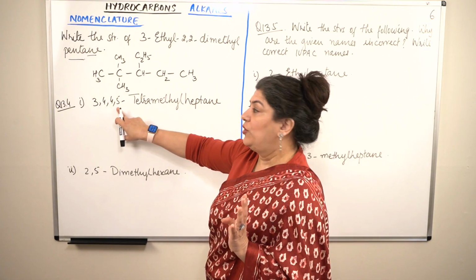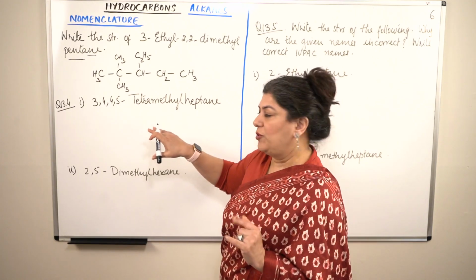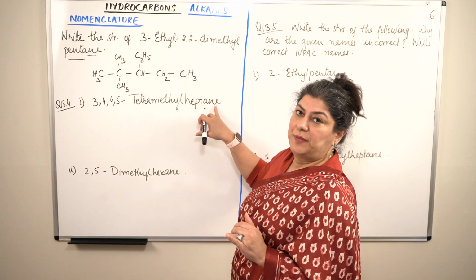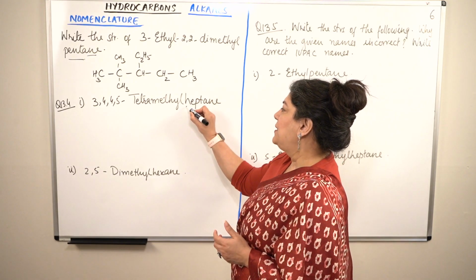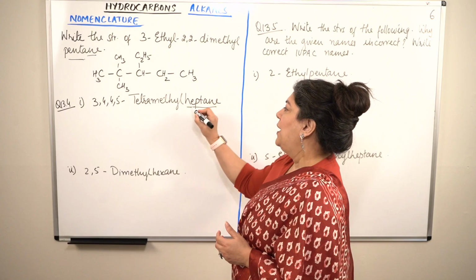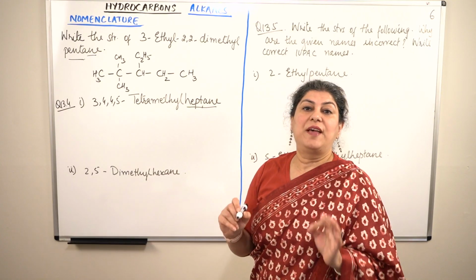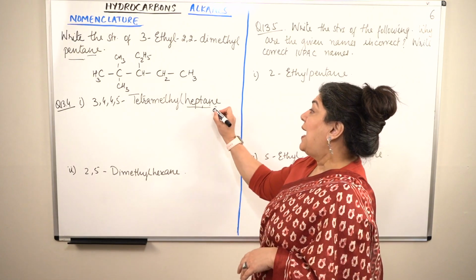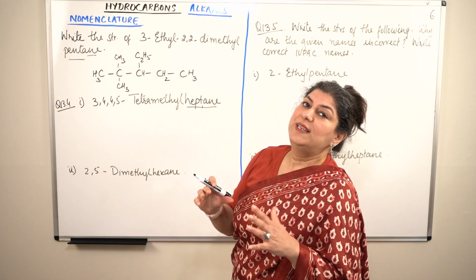3,4,4,5 are the 4 locants. Tetra means there are 4, methyl means there are 4 methyl groups. And it is heptane. So, what is the parent hydrocarbon? The parent hydrocarbon here is heptane. And what is the word root? Hept. Hept means that there are 7 carbon atoms in the chain. And ane means that all the 7 carbon atoms have only single bonds.